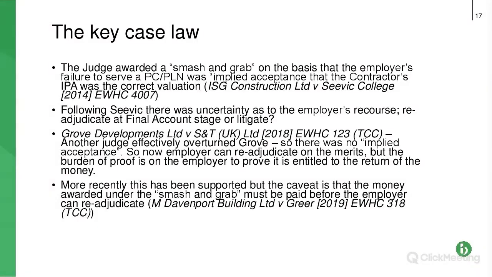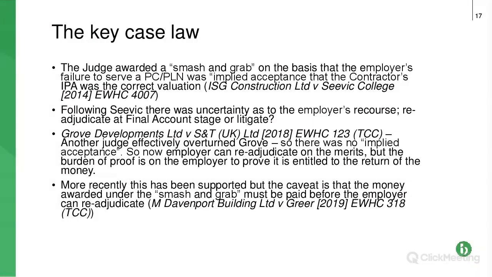But at the time, we didn't know whether we could re-adjudicate on an interim basis. Did we have to wait till the final account, and could we then re-adjudicate, or was adjudication out the window and we had to litigate or arbitrate, which would be really difficult financially if, for example, it was a 30, 40, 50,000 pound amount, because you really don't want to be going to court for amounts like that in construction matters.